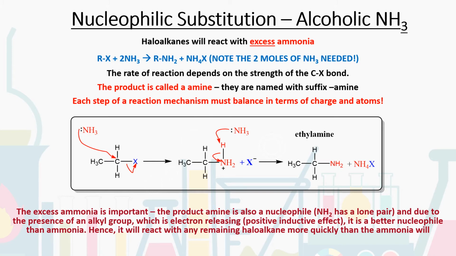Whereas if we use excess ammonia, well, hopefully all of the haloalkane will have reacted with the ammonia by the time that we've made some ethylamine. So there'll be no more haloalkane left to react with the ethylamine.